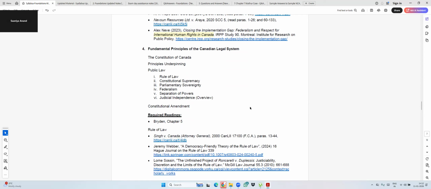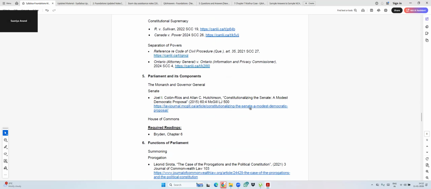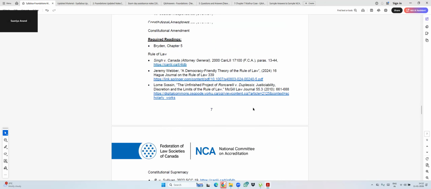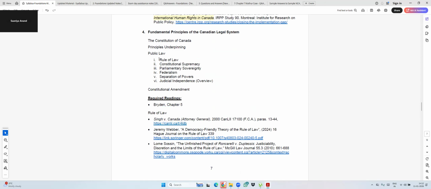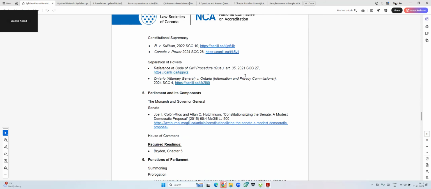Then in the next chapter, principles of the Canadian legal system. You said you wanted to go through some questions. Yeah, we will. These are again not that important. Here it could be rule of law, one question. Then here, parliamentary sovereignty. There's a question on that in our question answers also. We'll go there. So this could be one topic.